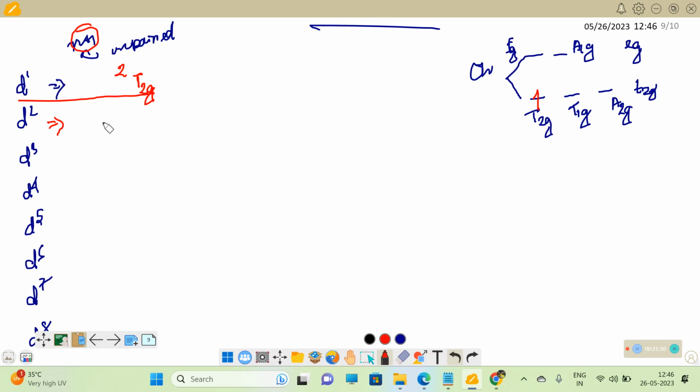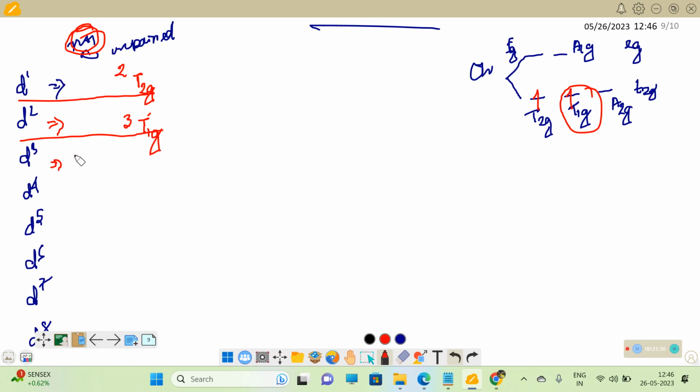Okay, the same thing we'll do for the D2 system. For D2 this is the configuration, and I will take this T1G. So I will write T1G, and we have to take n plus 1. What is n? N is the unpaired electron. So 2 plus 1 equal to 3. So this is the term symbol for D2. It's that simple.